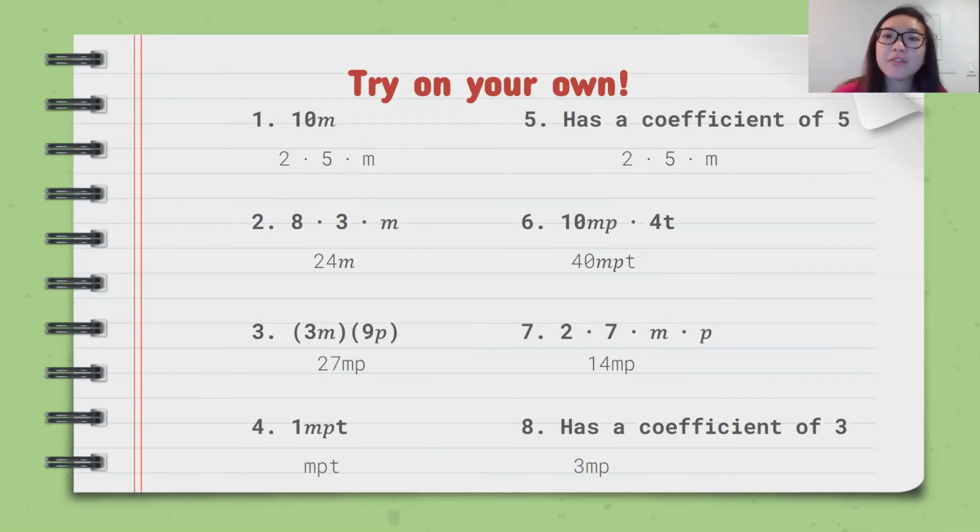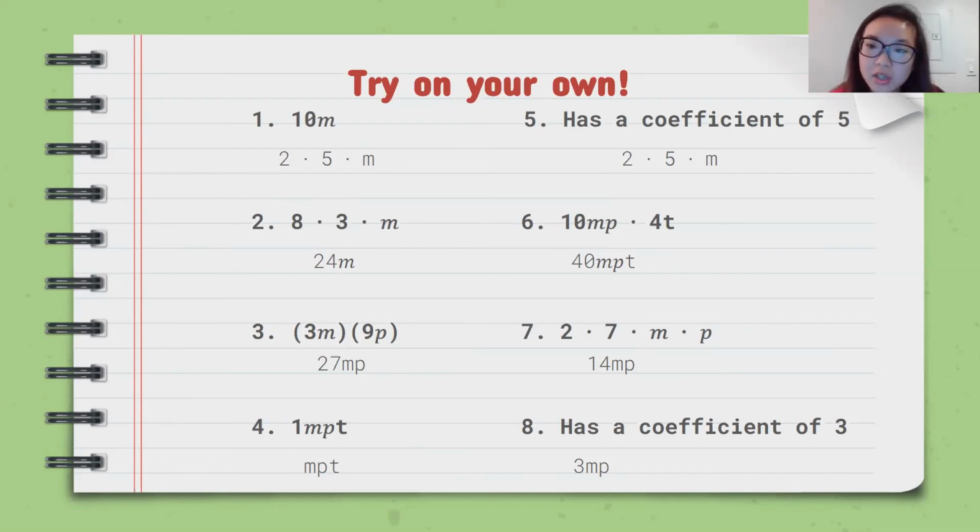And then number 5 has a coefficient of 5. So 2 times 5 times m. And then number 6, 10mp times 4t. So then I combine the two coefficients together, and then I get 40, and then I get mpt when I combine the variables together. And then for number 7, I have 2 times 7 times m times p. So then again, I can multiply the two coefficients together. That gave me 14, and then m times p.